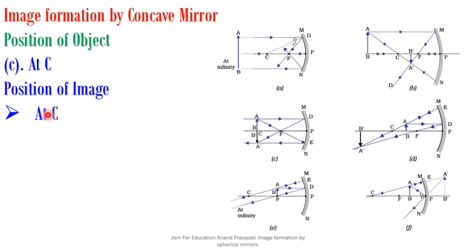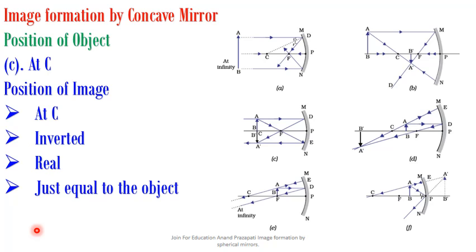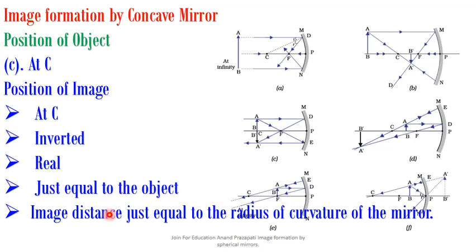Position of the image at C, nature of the image inverted and real, and size of the image just equal to the size of the object, and image distance will be just equal to the radius of curvature.